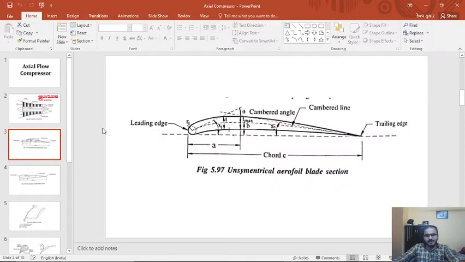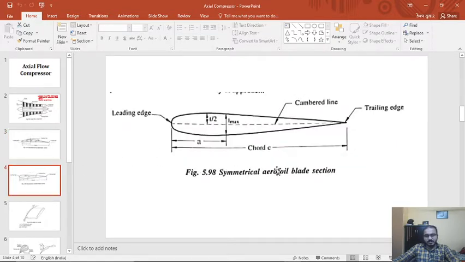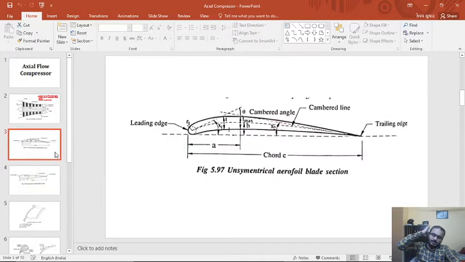And then we discussed unsymmetrical aerofoil blade section as well as symmetrical aerofoil blade section. We also discussed a few important definitions like what is a cascade, what is an aerofoil, and a camber line. Now we are going to continue with that nomenclature in this lecture also. So let's begin.